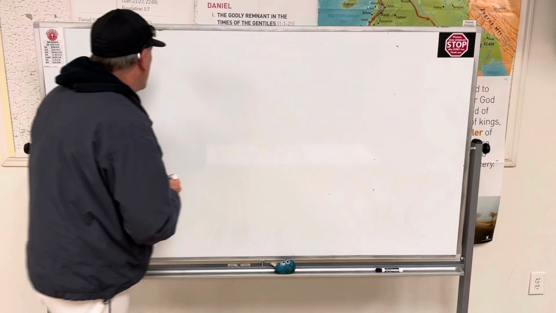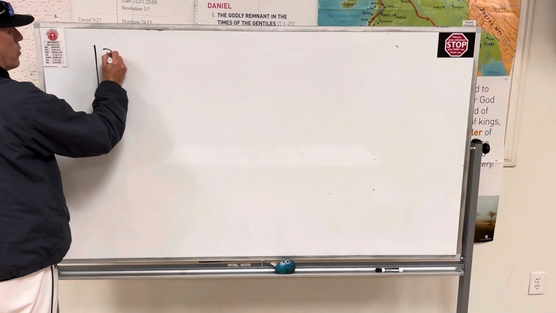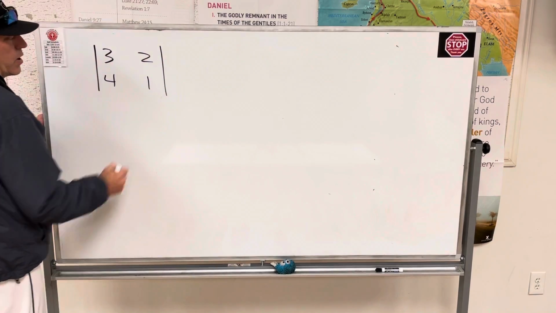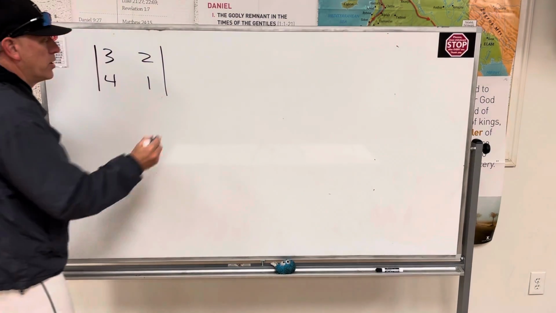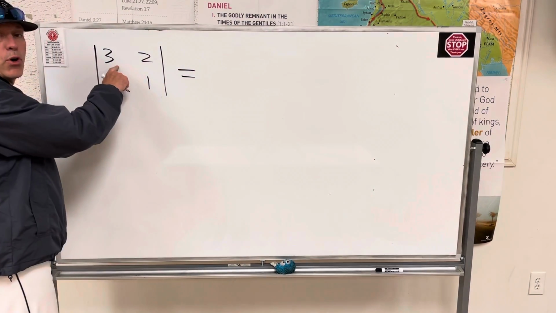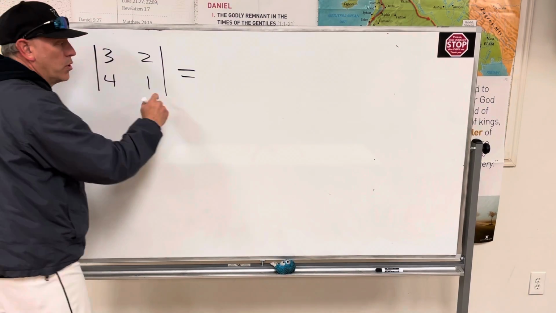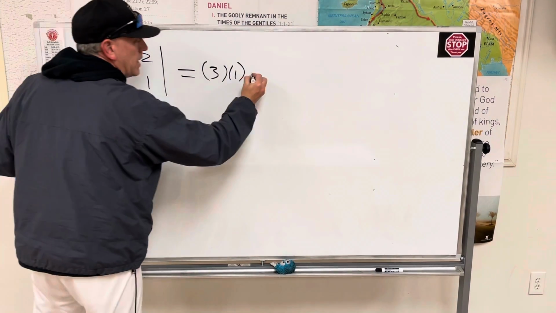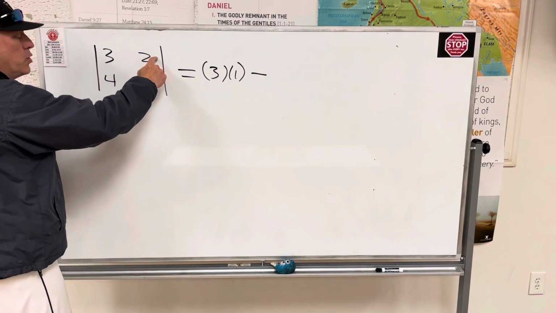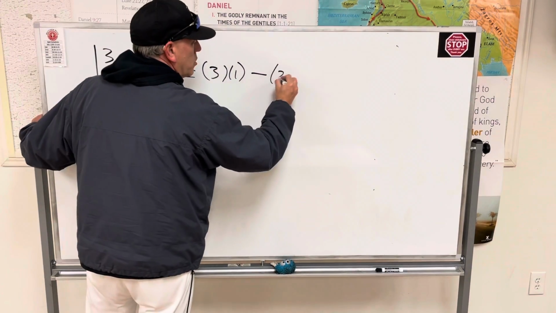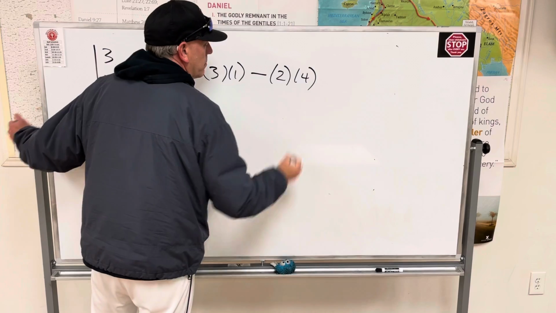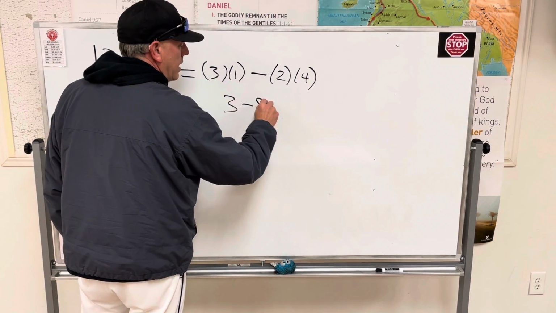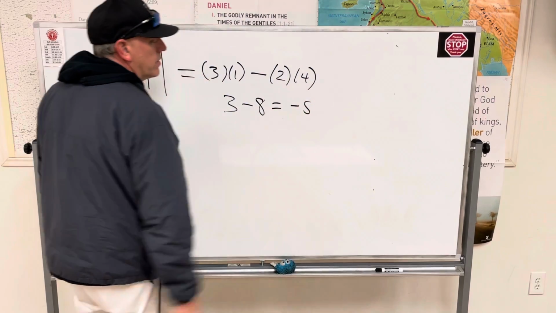How about this one? We'll do this one. 3, 2, let's say 4, 1. We're going to find the determinant. Now again, on the determinant, we're going to take this top corner and multiply it by the opposite corner, 3 times 1. And then we're going to go minus this top corner, 2 times this, 2 times 4. 3 times 1 is 3, minus 2 times 4 is 8, equals minus 5.